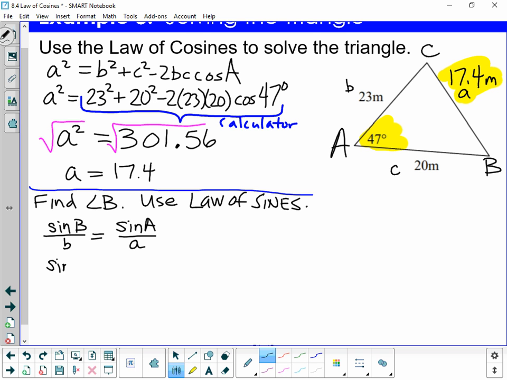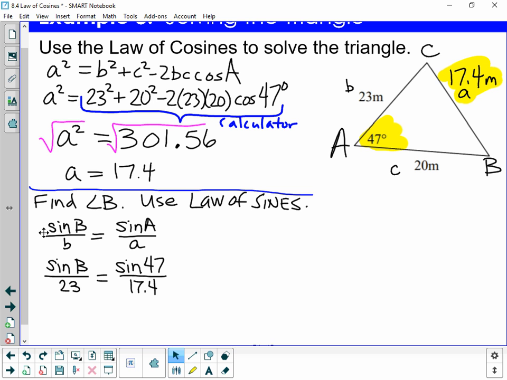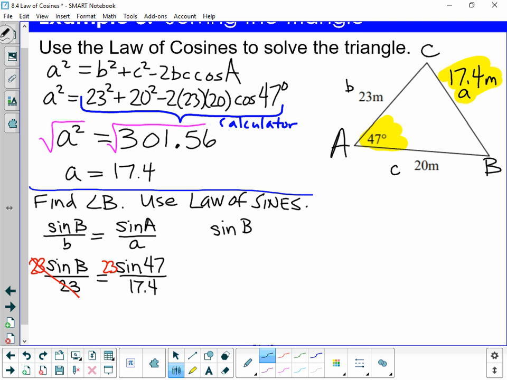So if I plug in the values, I don't know angle B, but I do know that side B has a length of 23. I know angle A is 47, and I know side A, I just calculated it to be 17.4. So I'm going to solve this equation for angle B, and I'm going to multiply both sides of my equation by 23. So I get the sine of B is equal to, and my calculator can calculate this for me, 23 sine 47 divided by 17.4.